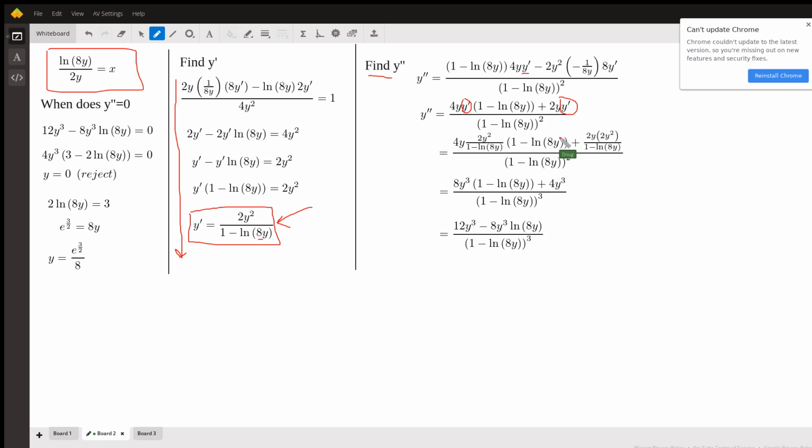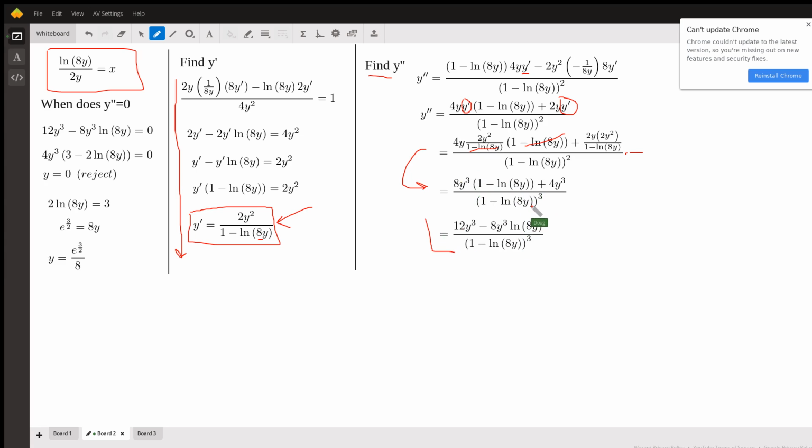So here, these cancel out. And then to get from this step to this step, I multiply numerator and denominator of this fraction by 1 minus ln of 8y. And that gets rid of this complex fraction. So I get 8y cubed times what I multiplied top and bottom by, 1 minus ln of 8y, plus 4y cubed over, that denominator is now cubed. And then if I distribute this 8y cubed, combine similar terms, there's what I get.